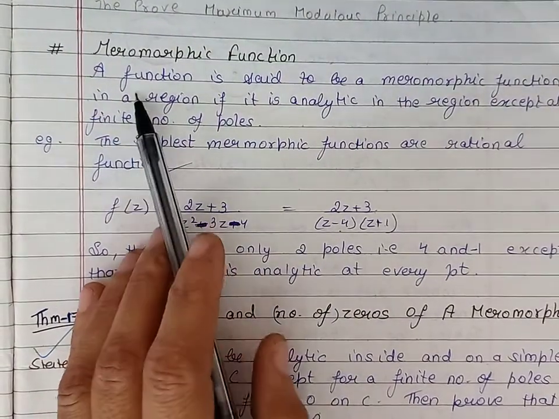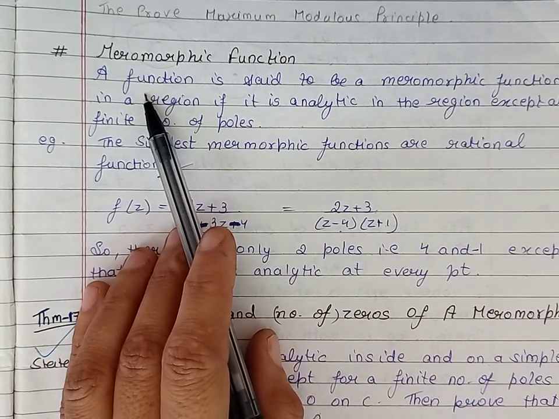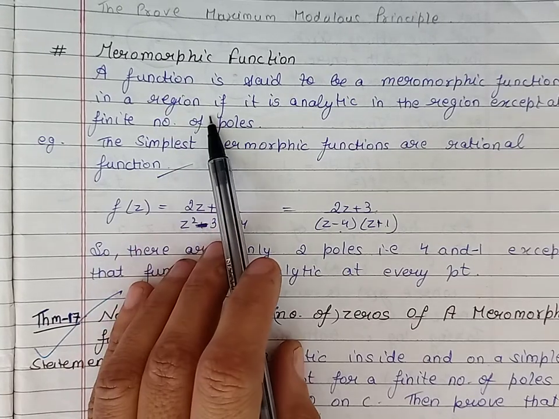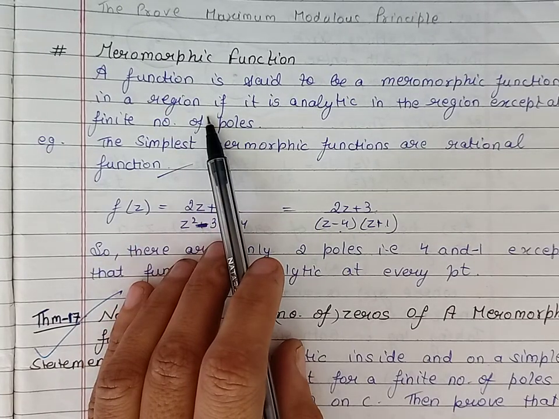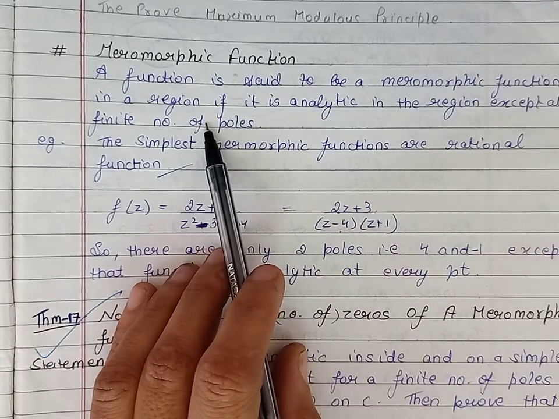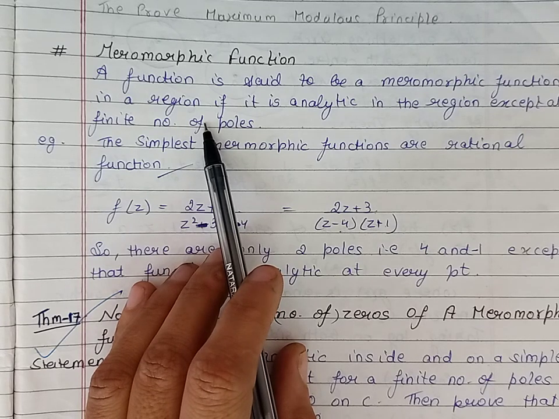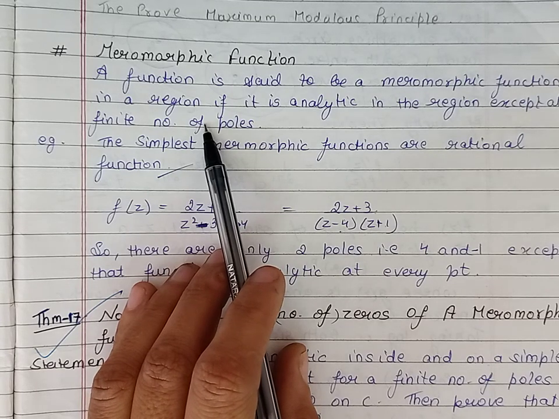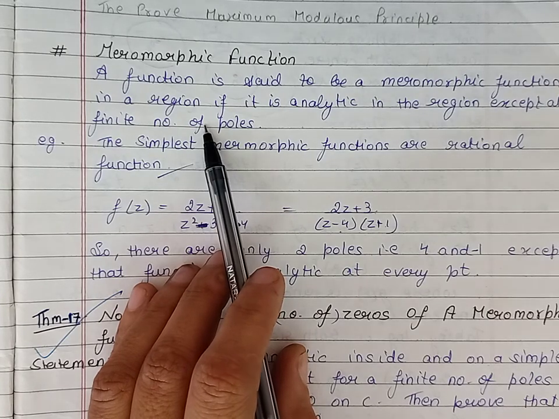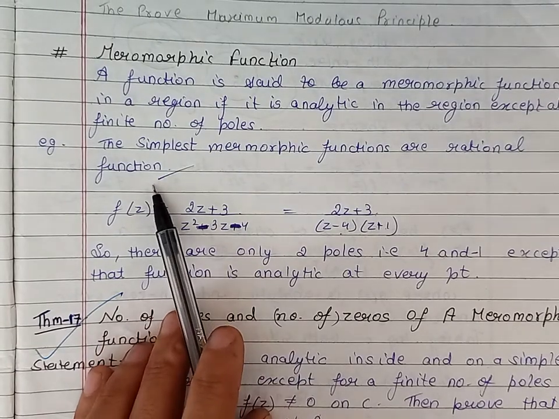What is a meromorphic function? A function is said to be a meromorphic function in a region if it is analytic in that region except at a finite number of poles. It means a function is said to be meromorphic if its only singularities are poles in the finite part of the plane. For example, rational functions.